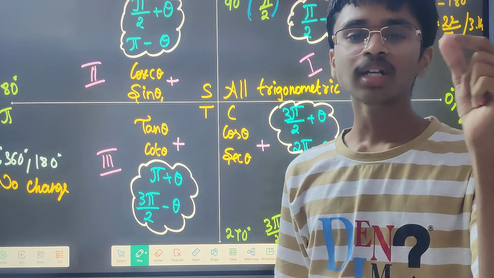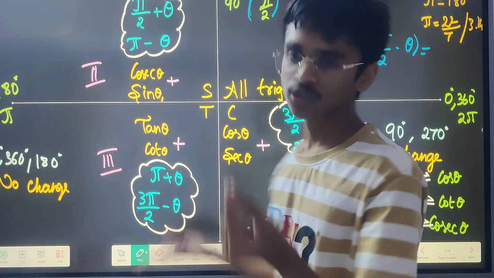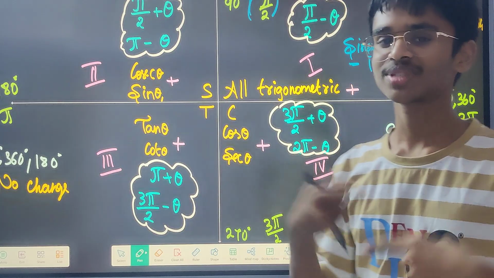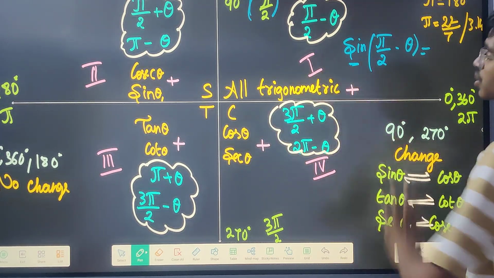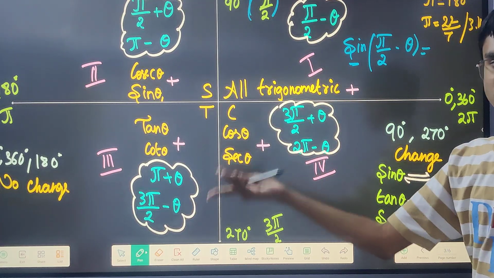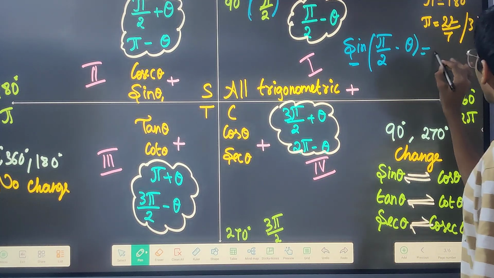Then positive or negative. Actually, first you have to see whether it is positive or negative, but since I forgot, I'm saying it like that. First you have to see whether it is positive or negative. In which quadrant is it? It is in the first quadrant. That means all trigonometric functions are going to be positive.